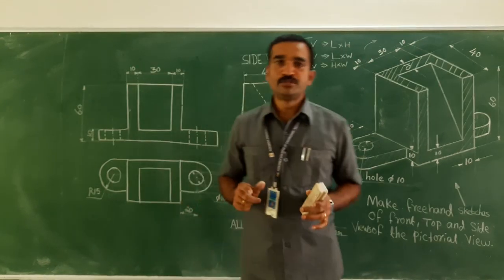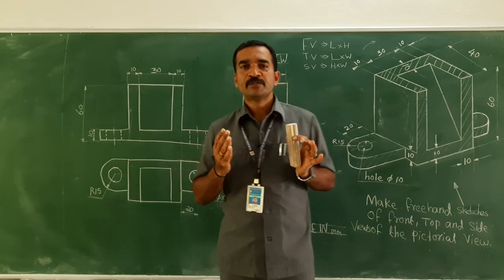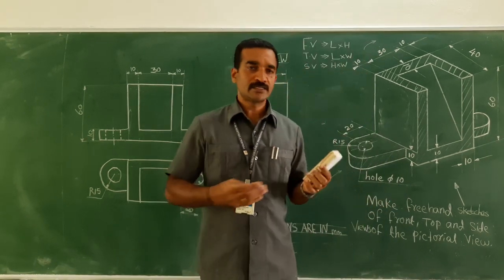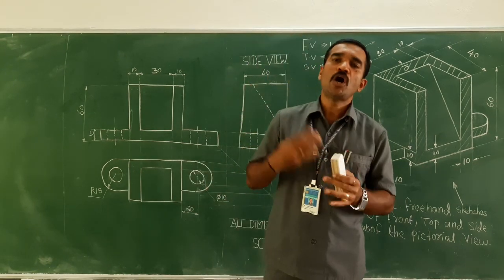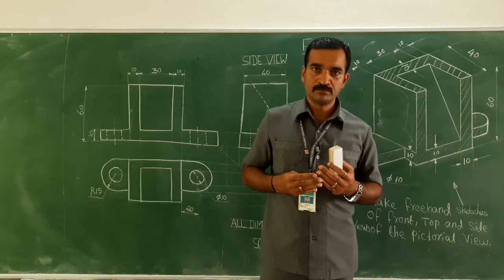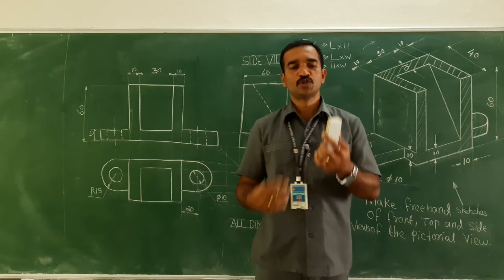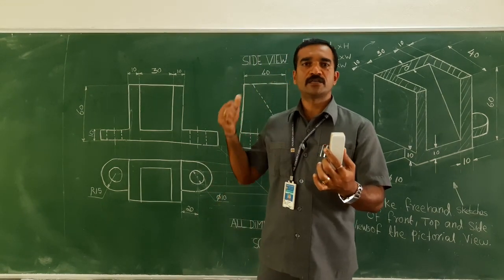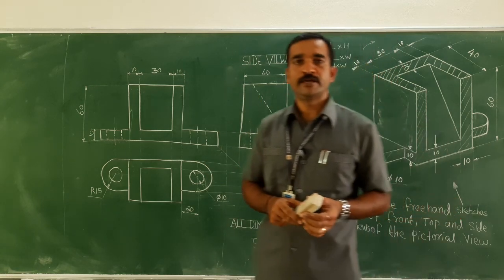So don't get confused. Look at the object and understand. That means the object should be perpendicular to you, right? Make sure, because the one which I have drawn here comes under orthographic projection. Orthographic means right angle diagram, right? Orthographic projection means right angle diagram. So the object should be perpendicular to you when you look at the object to capture the front view, top view and the side view. Fine. Thank you.